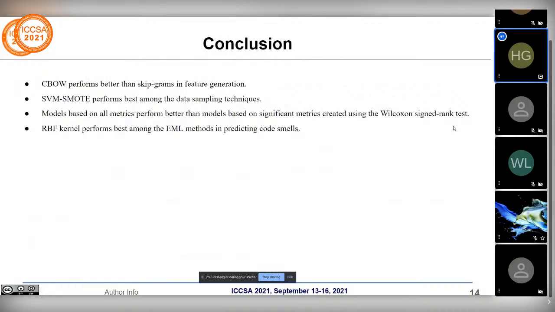In conclusion, continuous bag of words performs better than skipgram. SVM performs the best. Models based on all metrics perform better than significant metrics using the Wilcoxon sign-rank test. And RBF kernel performs the best among the ELM kernels. We are saying this based on accuracy.